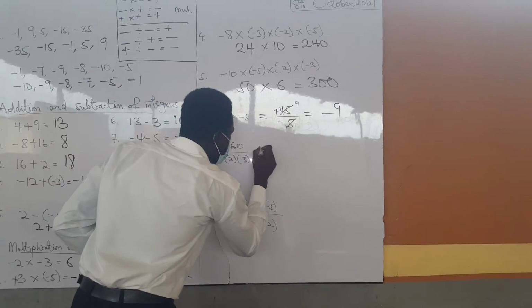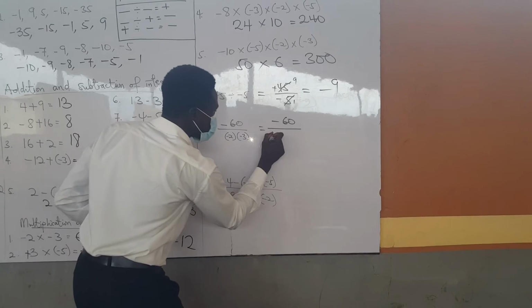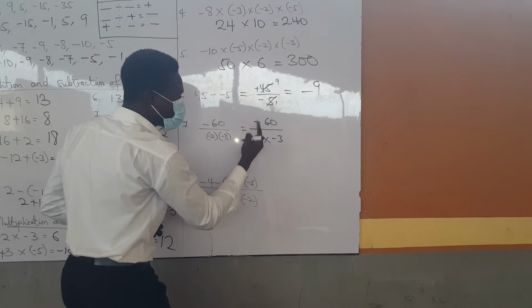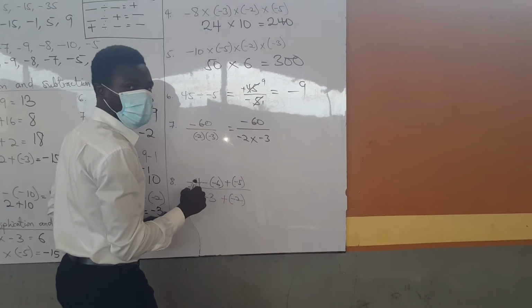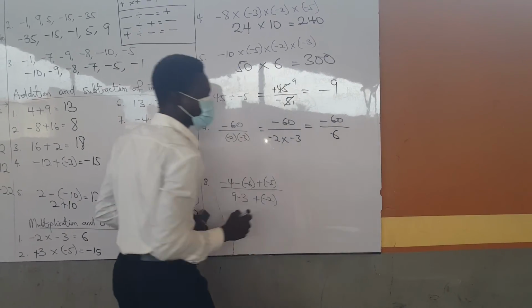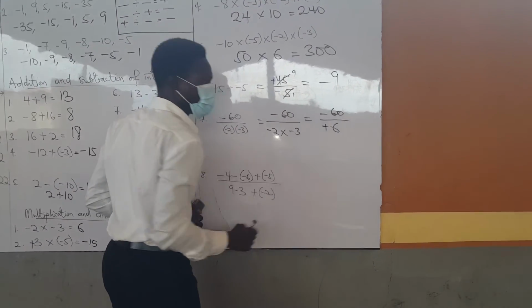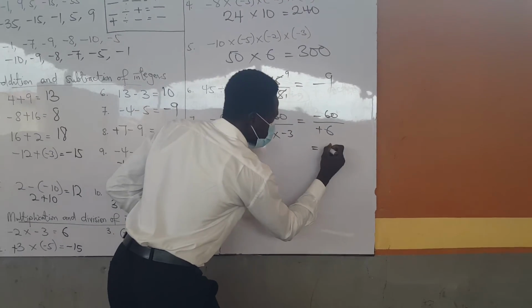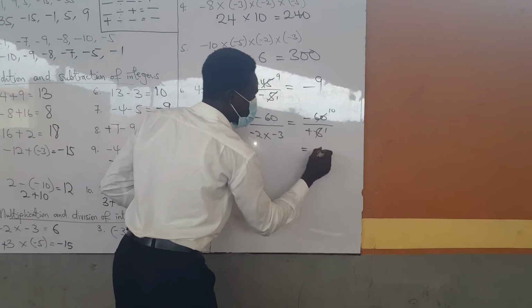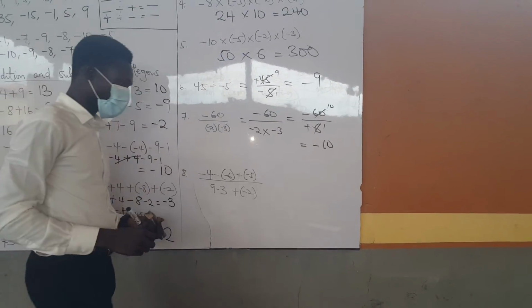When you come to the number 7, you have numerator as negative 60 over this, and this is the same as negative 2 times negative 3. If negative multiplies negative, what are we going to get? Positive. So this is going to be negative 60 all over positive 6. Then you do your cancellation. This time, negative divided by positive. We were told that if this happens, it is negative. So 6 will go into itself 1, 6 will go into 60 10 times. So our answer becomes negative 10.